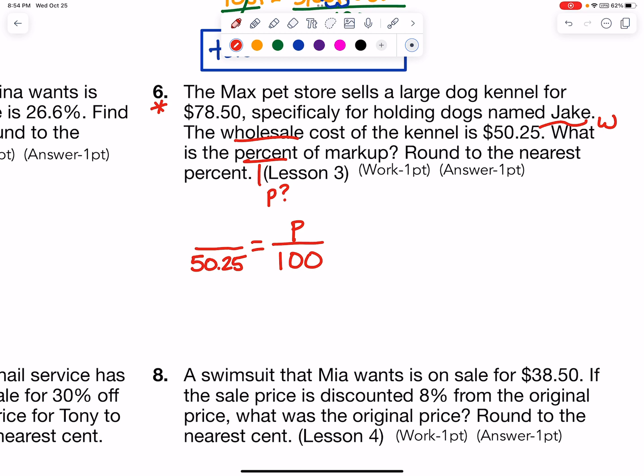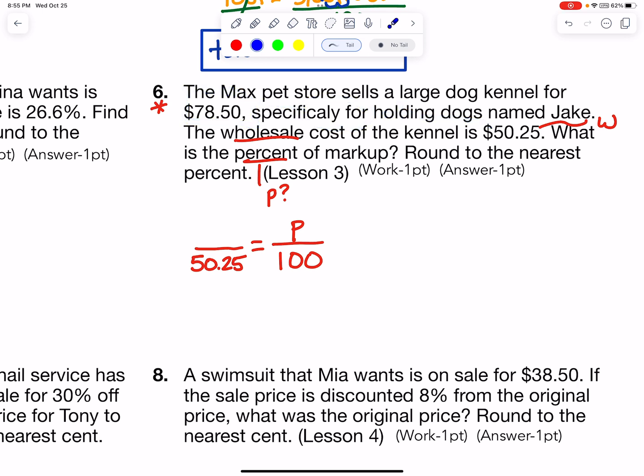Well, a markup is the amount of money you're adding on to the original price. So I have to ask myself a question. Is this the amount of money I'm adding on to this? Well, no. I'm adding on this mystery amount, and it's getting me this. So how do I figure out what that mystery amount is? Well, it's 50.25 plus something got me that big thing. So inverse operation says I can just subtract to find out what that markup amount was.